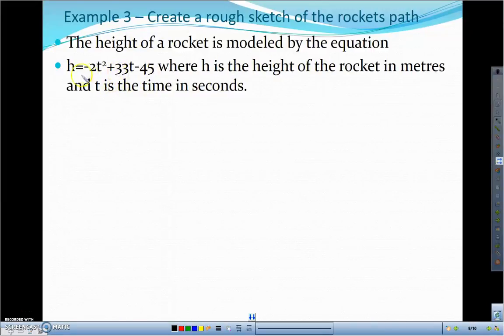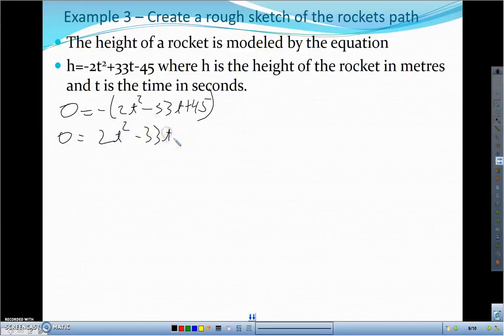Let's do that. Oh man, there's no 2 which can factor out, but what I do know is that ultimately my goal is to find out when it's at 0. So I'm going to factor the negative 2t squared minus 33t plus 45. That's when 0 is equal to 2t squared minus 33t plus 45. If you don't take out the negative, things are going to become complicated, and you're probably going to make a mistake. Even I would too.